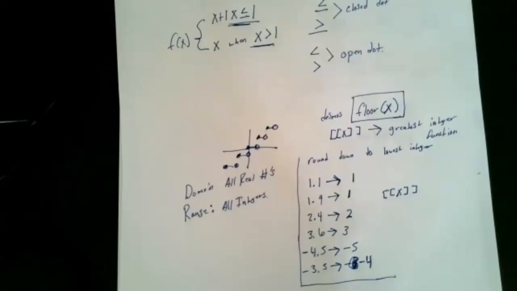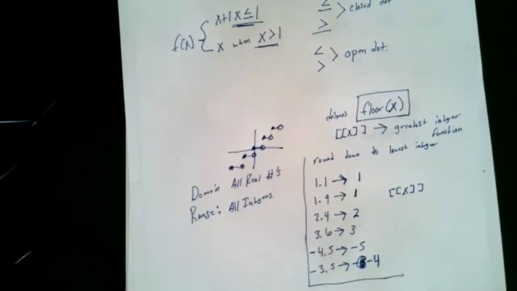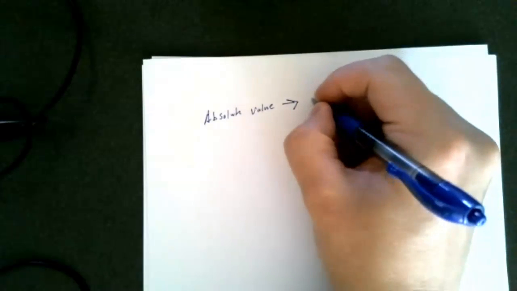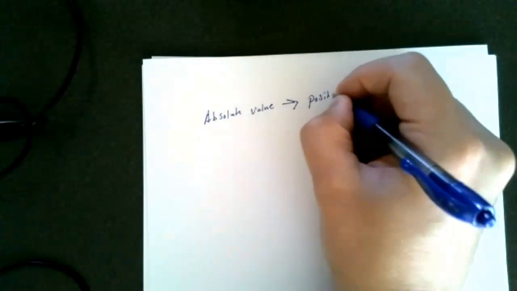Okay, so those are step functions. Like I said, we round down. And then the last type of function that you probably have had a little bit of experience with, maybe not a lot, it's called the absolute value function. Okay. And what the absolute value is, it's taking the distance away from 0 on a number line. Okay, we're not necessarily dealing with positive or negative, but absolute value, 9 times out of 10, you're going to have a positive value because you're dealing with distances.